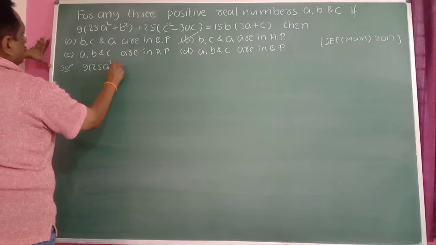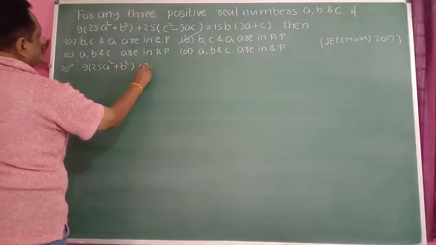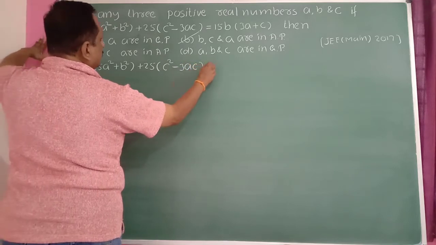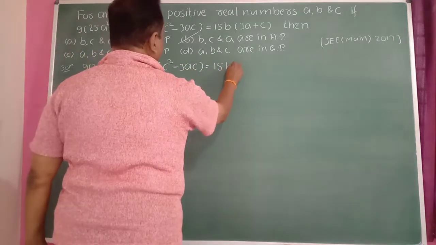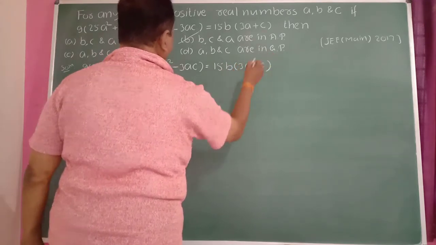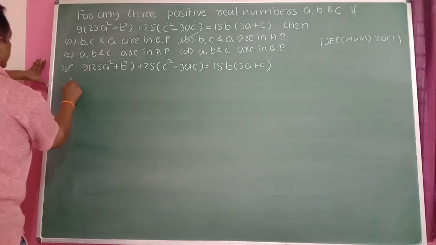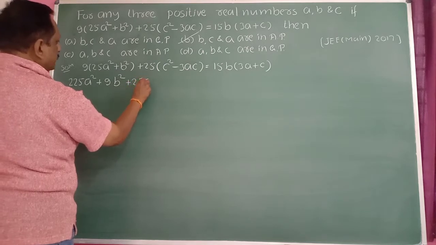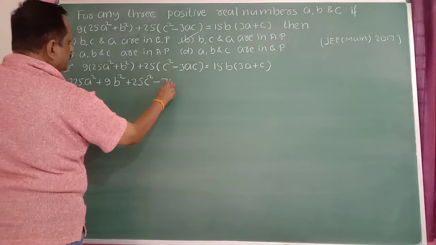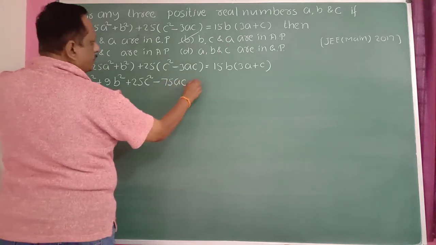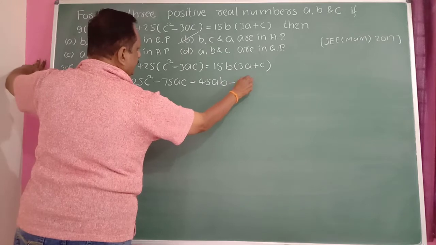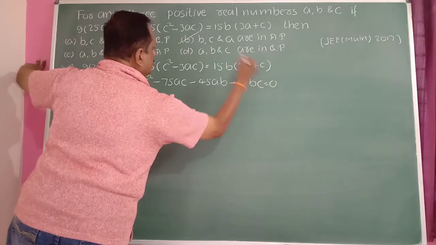the given equation is 9(25a² + b²) + 25(c² − 3ac) = 15b(3a + c). Take the 9 inside the bracket. So 225a² + 9b² + 25c², then 25 times 3 is 75, so −75ac, and then −45ab − 15bc, that is equal to 0.